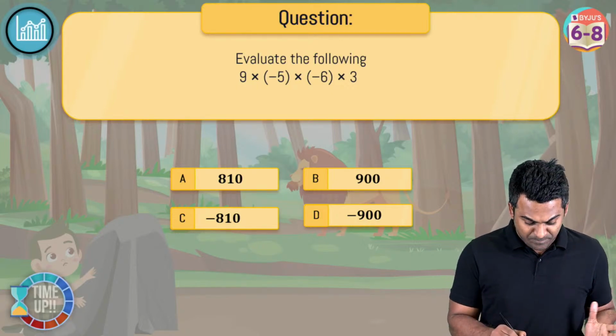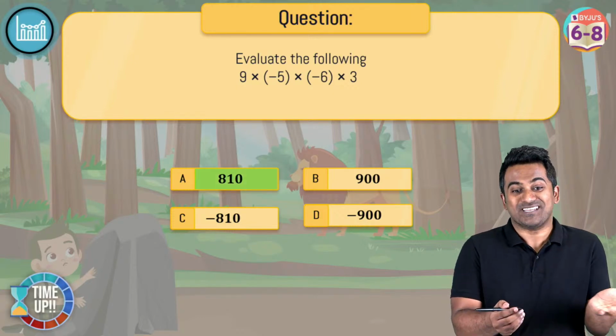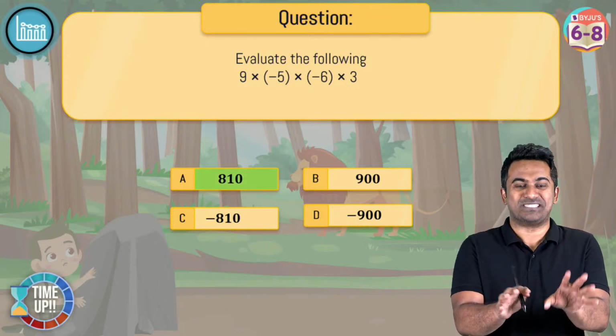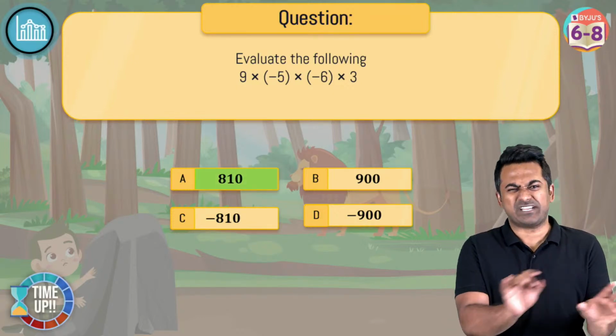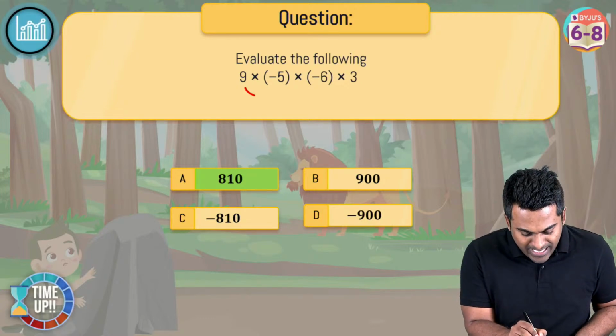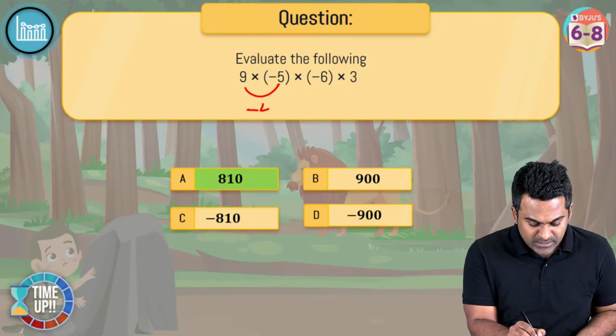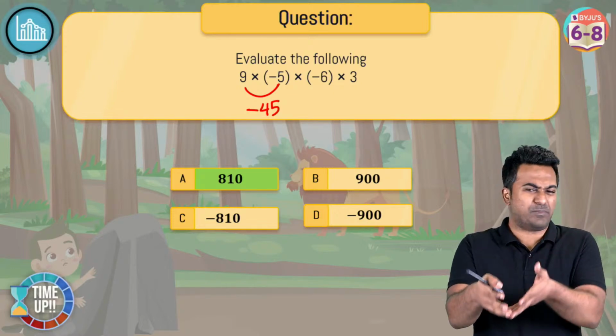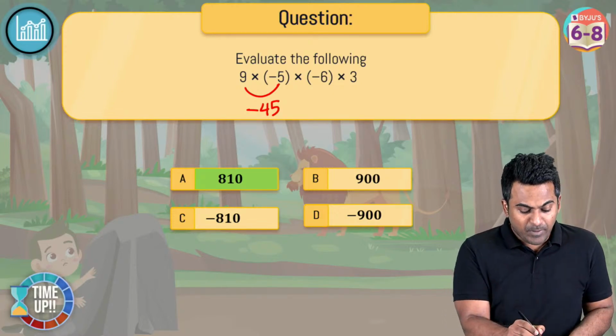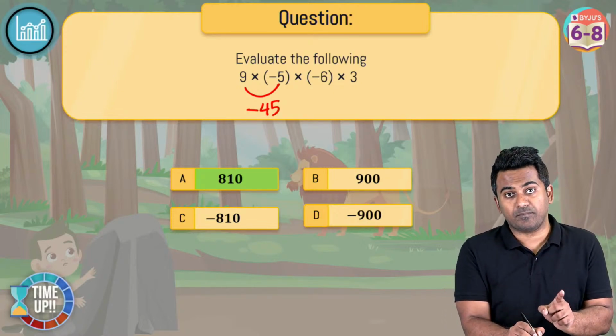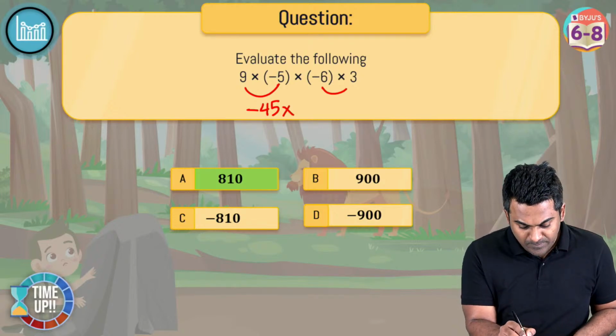By the way, the time is up, and the answer to this is going to be option A, 810. Maybe Nagendra made some mistake with the sign. Look, in whichever order you multiply, doesn't matter. 9 multiplied with minus 5. How much is this going to be? Minus 45. First, do the multiplication. 9 times 5, 45. But positive multiplied with negative is negative. Remember that. Now, multiply these two.